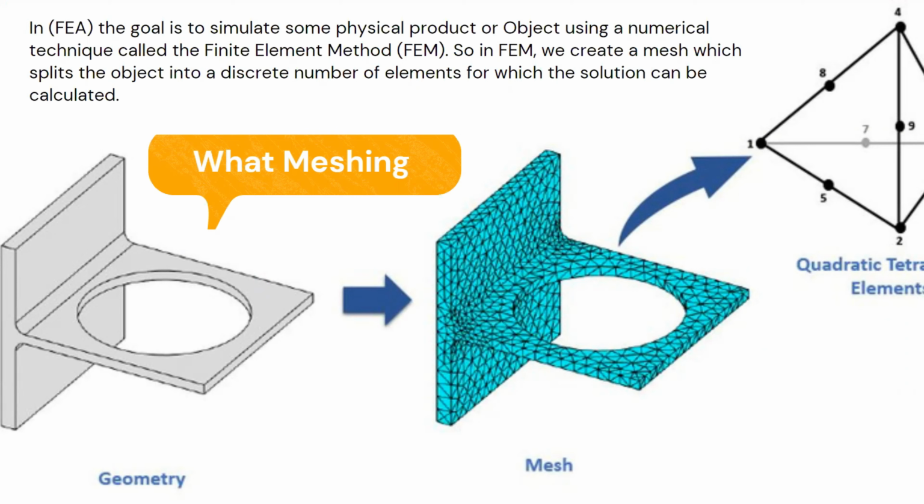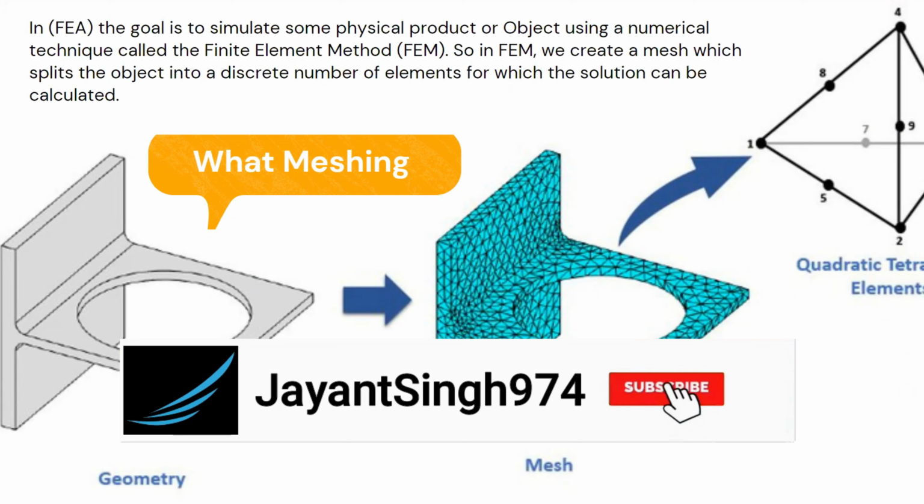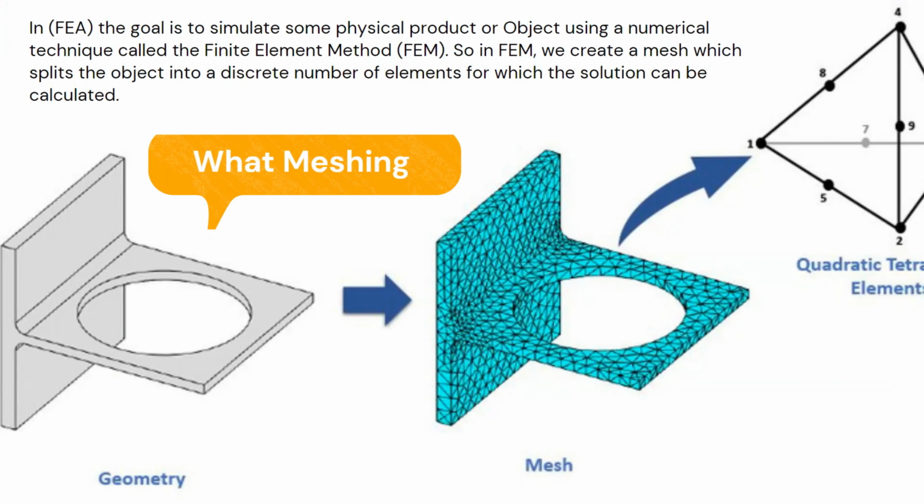It means that we are dividing the product into a finite number of nodes and a finite number of elements, applying the loads on those nodes and elements, and analyzing the results, how the product is going to behave through those elements and nodes. Clear?